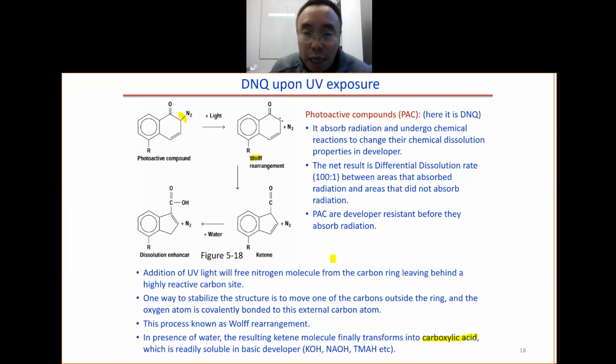So normally in the lab we use the KOH solution as a developer, but we know that potassium or sodium are not good for the semiconductor devices. So we want to use something that contains no metal. This is the case of TMAH. TMAH contains no metal. It is also a base. It is something like this.